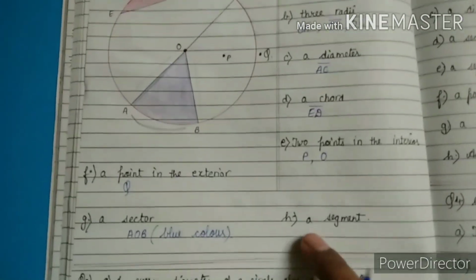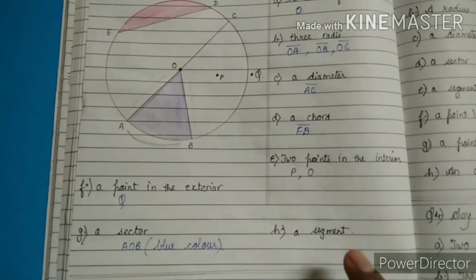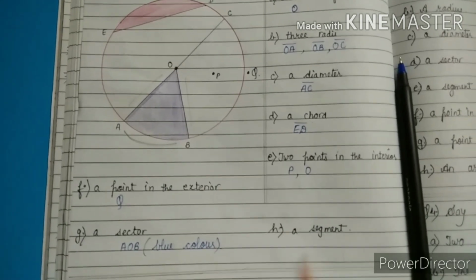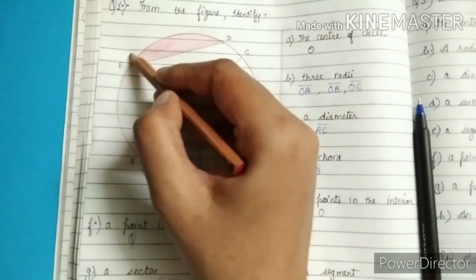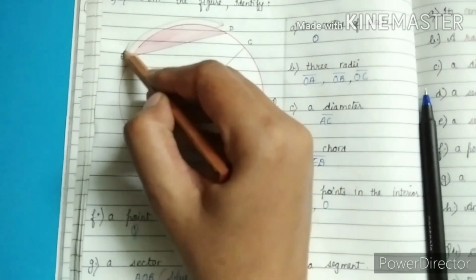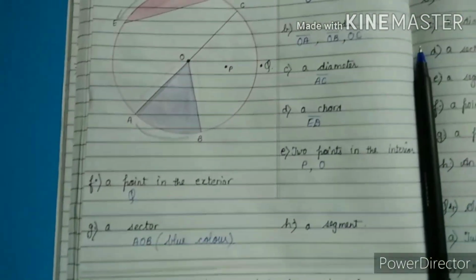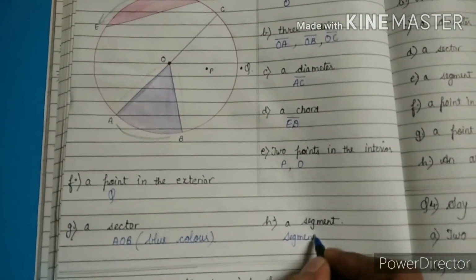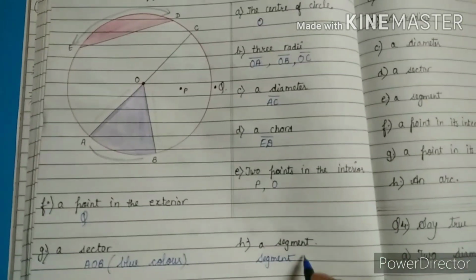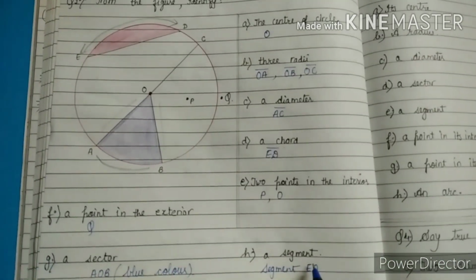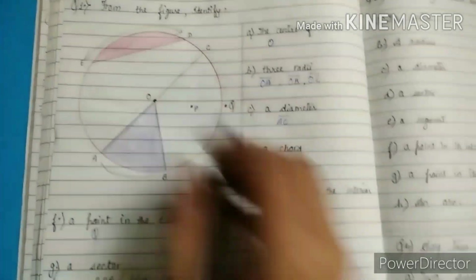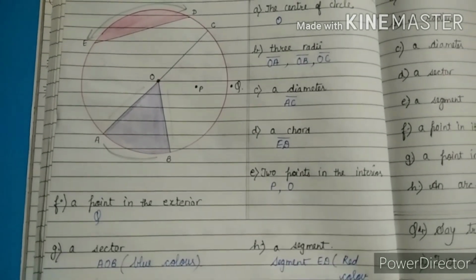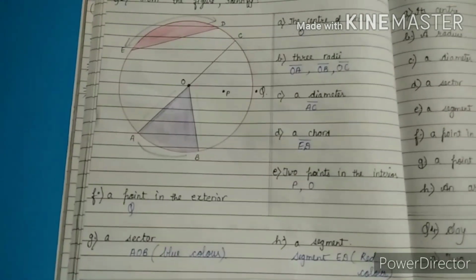And the last is a segment. A segment, what is there? An arc and a line segment. Have you seen the line segment and the arc? Yes, so here is the arc and here is the line segment. So its name will come as segment ED. And I also colored it with which color? Red color. So here we completed question number first.